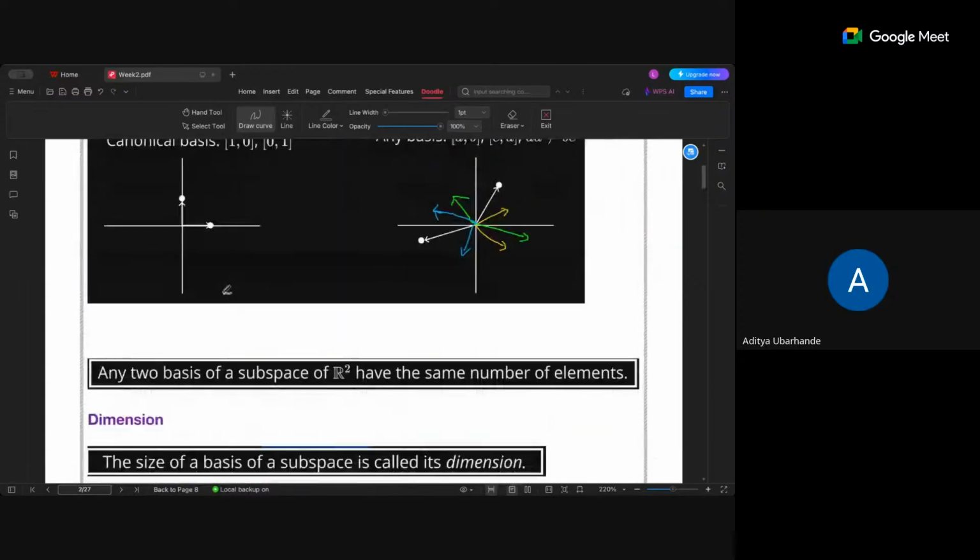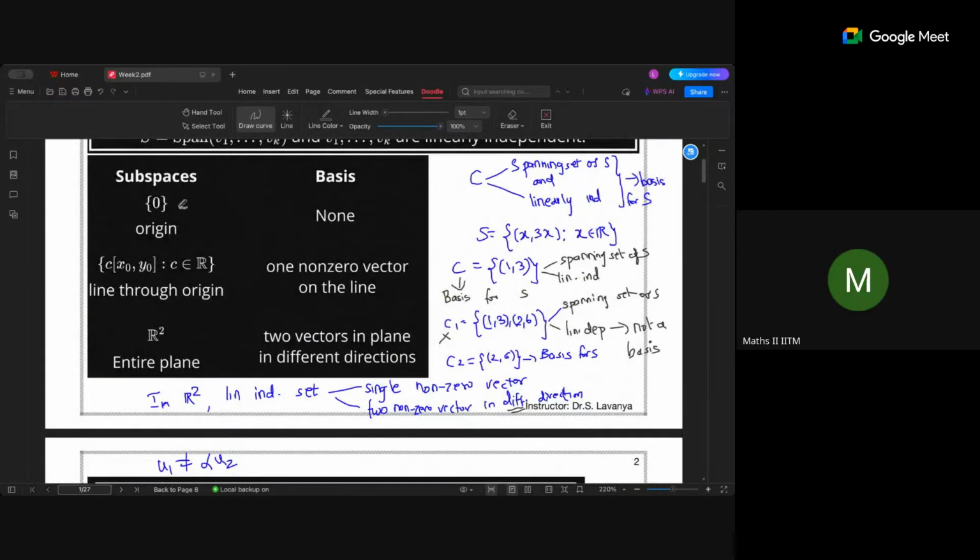Origins, lines through the origin, and the whole R2 plane. Yes, these are the linear structures in R2. If a function can preserve the linear structures, it means what? Under a transformation, the subspaces will go only to other subspaces, not to just any random set. Then the linear structure is preserved, right?